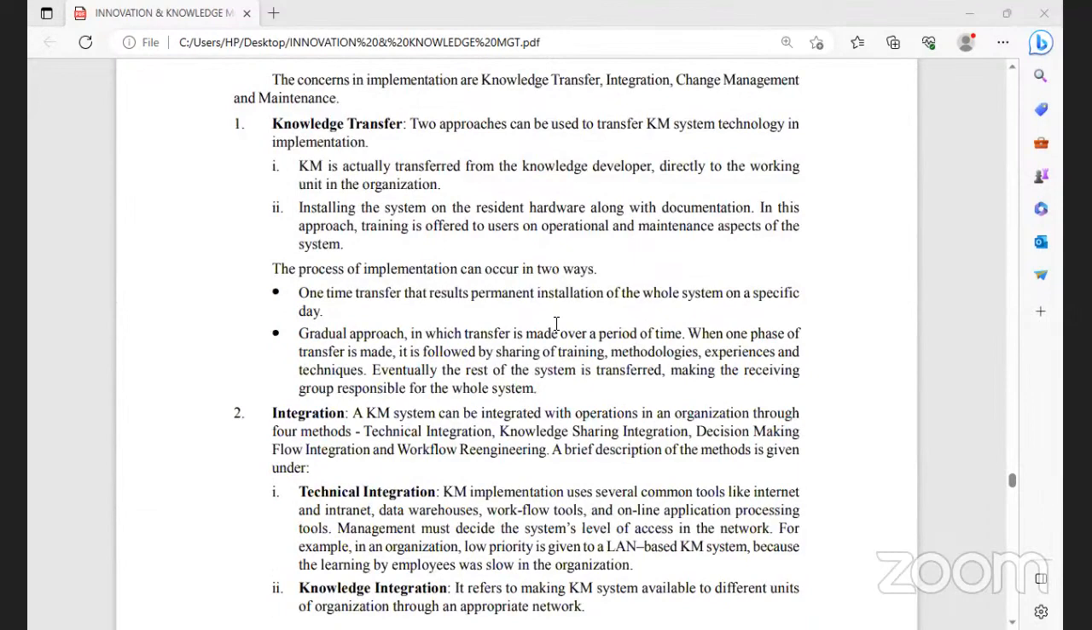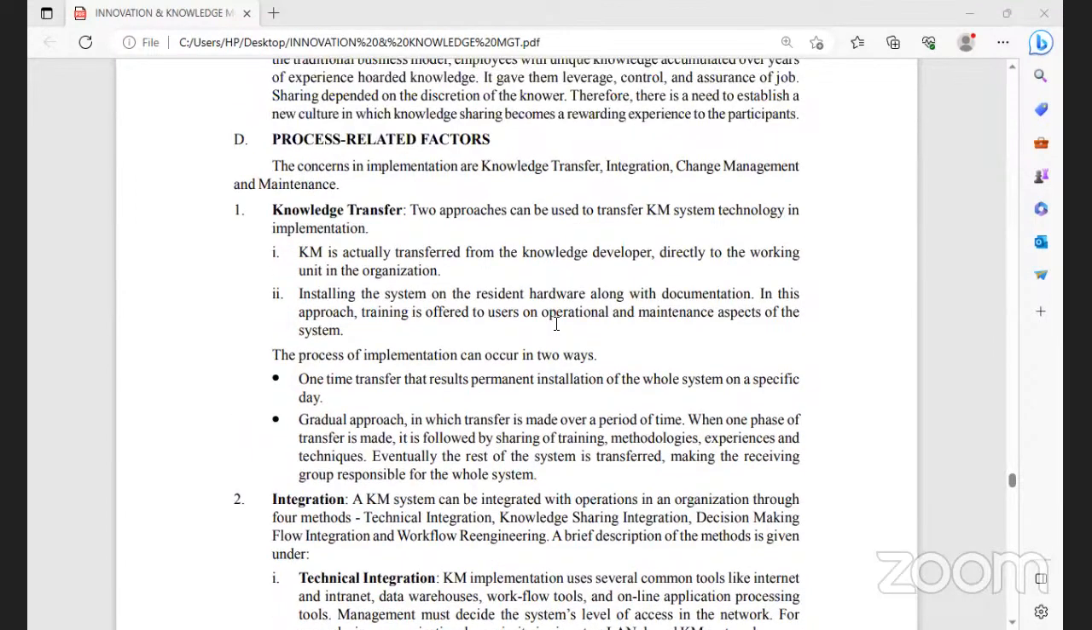Knowledge transfer consists of approaches which can be used to transfer knowledge management system technology in implementation. Knowledge management is actually transferred from the knowledge developer directly to the working unit in the organization. Whoever the persons involved in that particular working unit will be taking care of the actual transferred knowledge which is developed by a particular person. Another approach is installing the system on the resident hardware along with documentation. In this approach, training is offered to users on operational and maintenance aspects of the system.